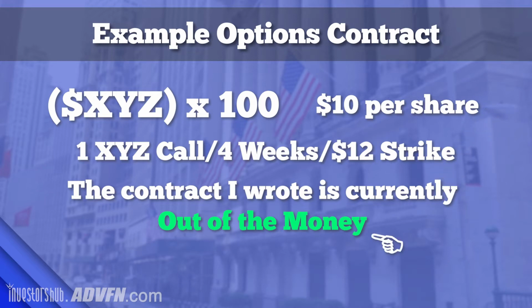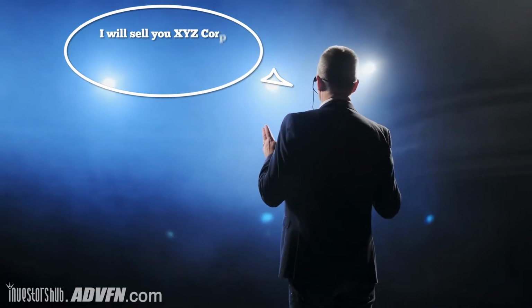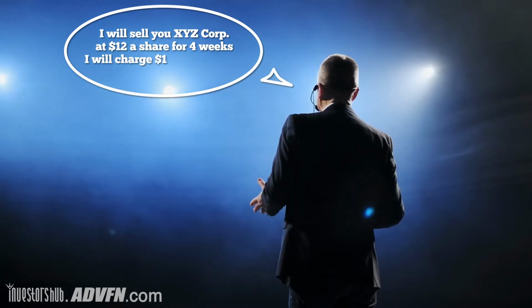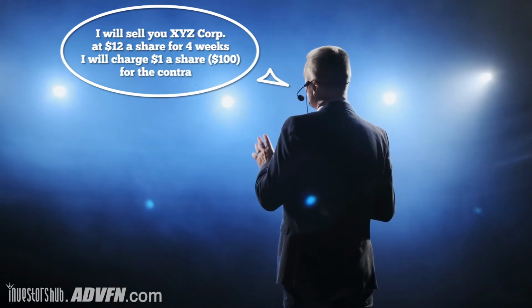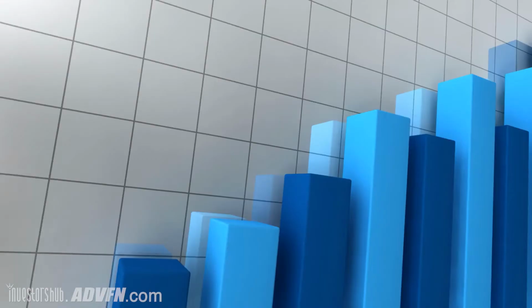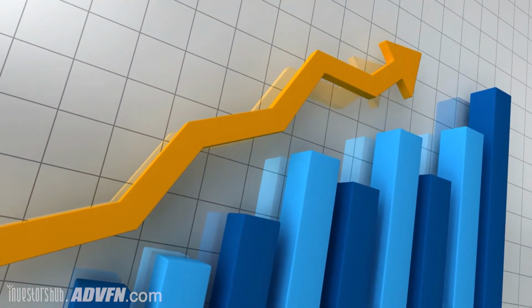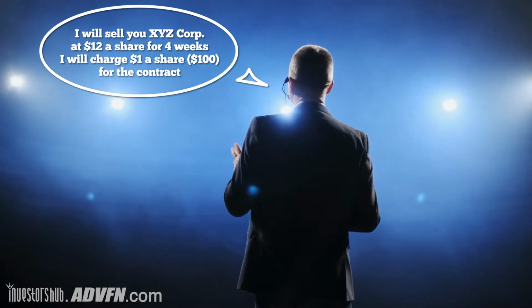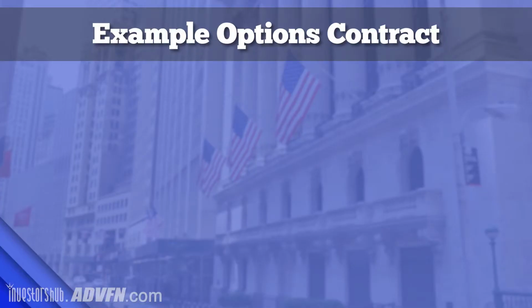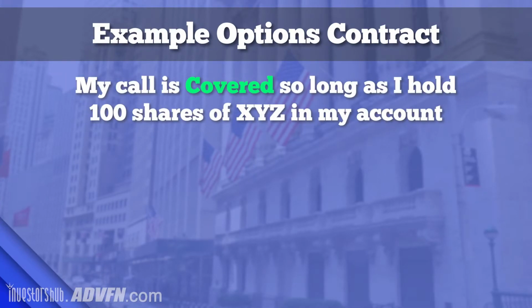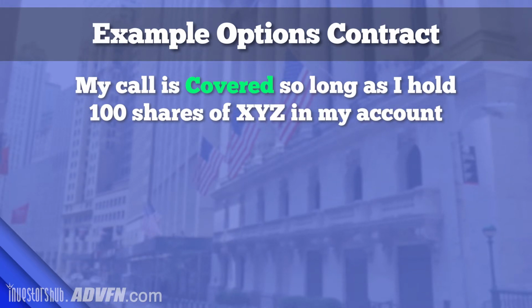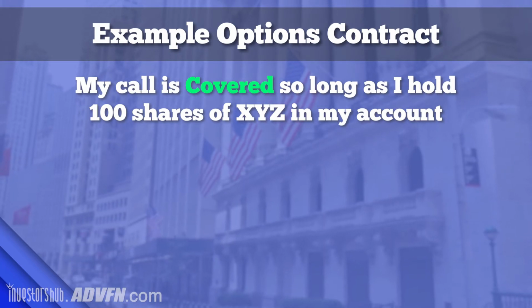What I'm doing is announcing, "Hello world, I, Andrew, will sell the owner of this contract XYZ Corporation at $12 a share because I believe it will not reach that amount in 4 weeks. Would anyone like to take that bet? I will charge you $1 for the opportunity." My call is covered so long as I hold 100 shares of XYZ. I'll be able to fulfill the conditions of the contract.